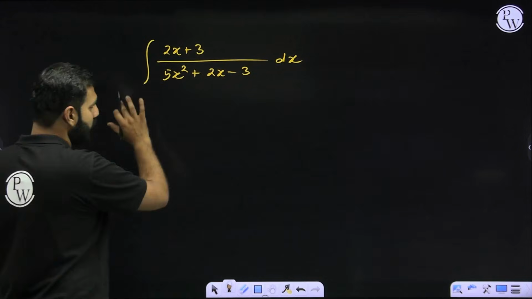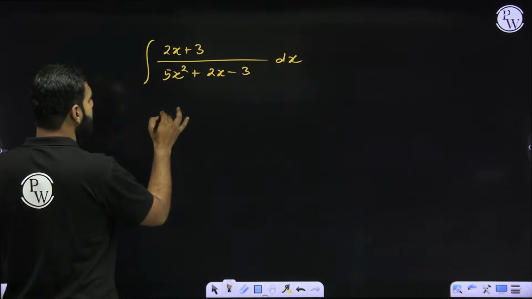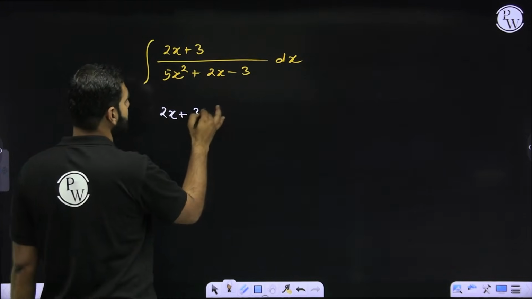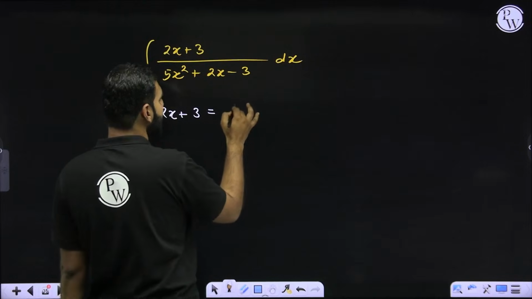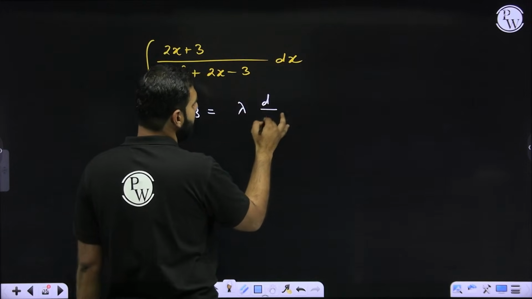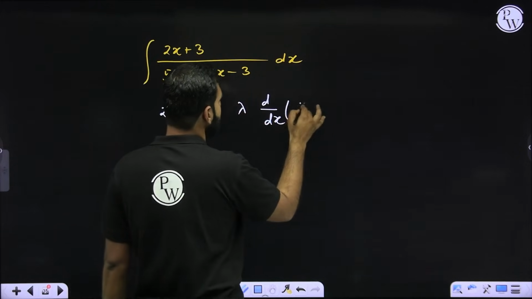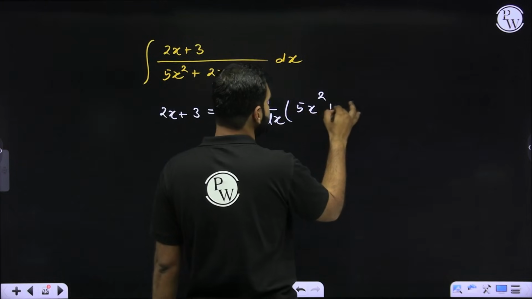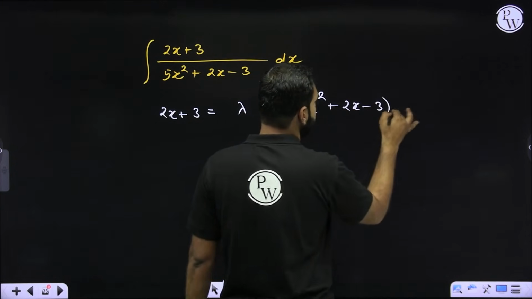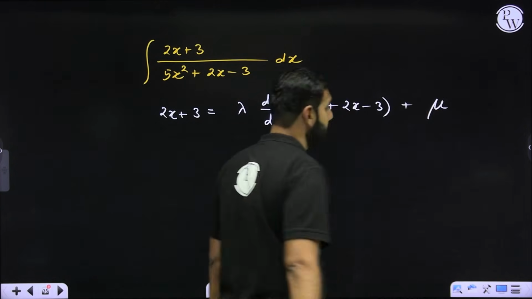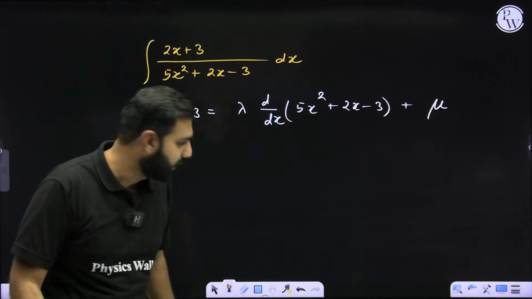First of all, forget this question. Look at this numerator. What is it? Sir, it is 2x plus 3. So express this numerator as some constant times the derivative of the denominator, which is 5x square plus 2x minus 3, plus another constant. Can it be done like this? Yes. How? Let's learn that.